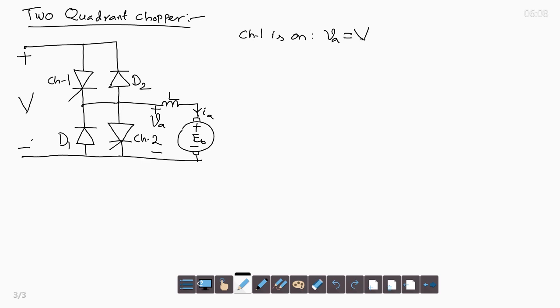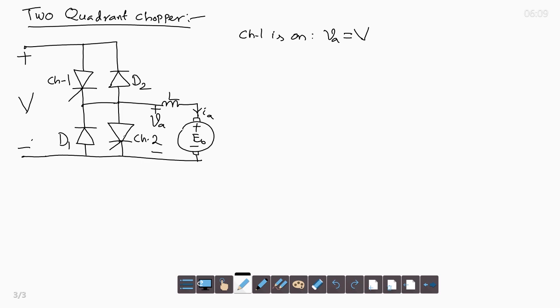When chopper 1 is off, VA is 0, and when chopper 2 is on, VA is 0. When chopper 2 is off and chopper 1 is not on and the machine is operating as a generator, D2 will conduct and you get regenerative braking action. So chopper 1 and D1 give type A chopper operating in the first quadrant, giving forward motoring operation, and chopper 2 and D2 give operation in the second quadrant, regenerative braking action.